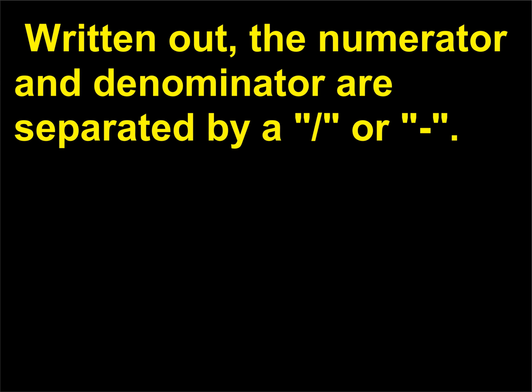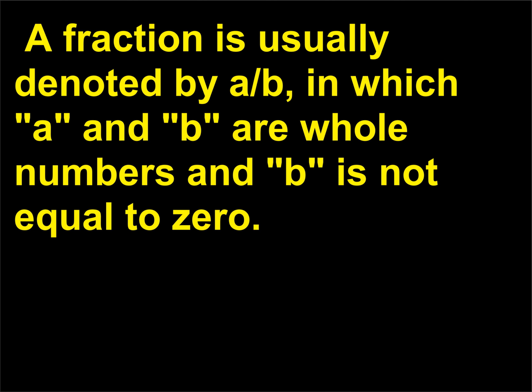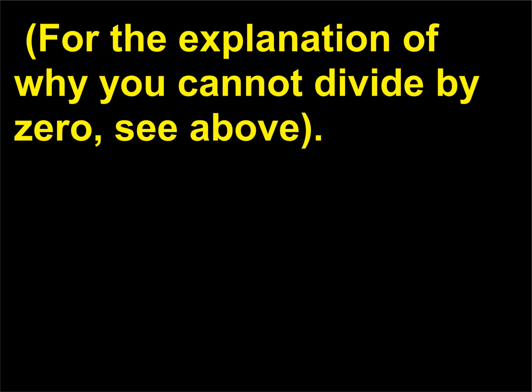Written out, the numerator and denominator are separated by a slash or dash. A fraction is usually denoted by a/b, in which a and b are whole numbers and b is not equal to 0. For the explanation of why you cannot divide by 0, see above.